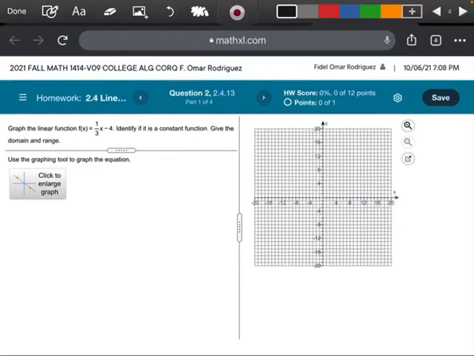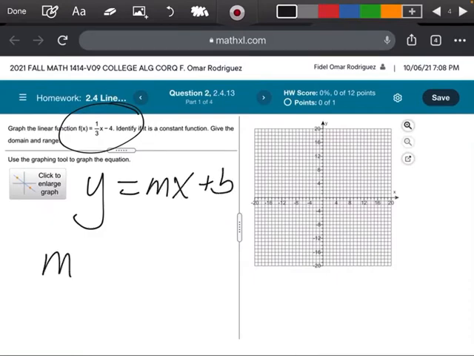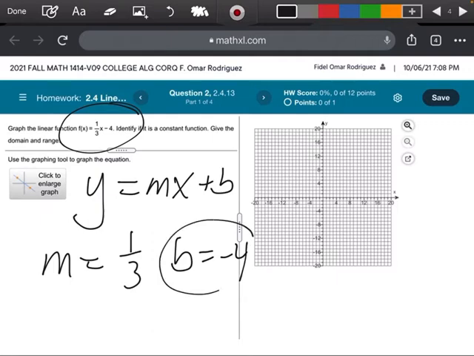All right, so everybody, one of our classmates asked a question about this idea of whether it's a constant function or not. So the directions here say graph the linear function f of x equals 1/3 x minus 4. Remember, I'm thinking about this in terms of y equals mx plus b. So in this case, my m is 1/3, my b is the number -4.